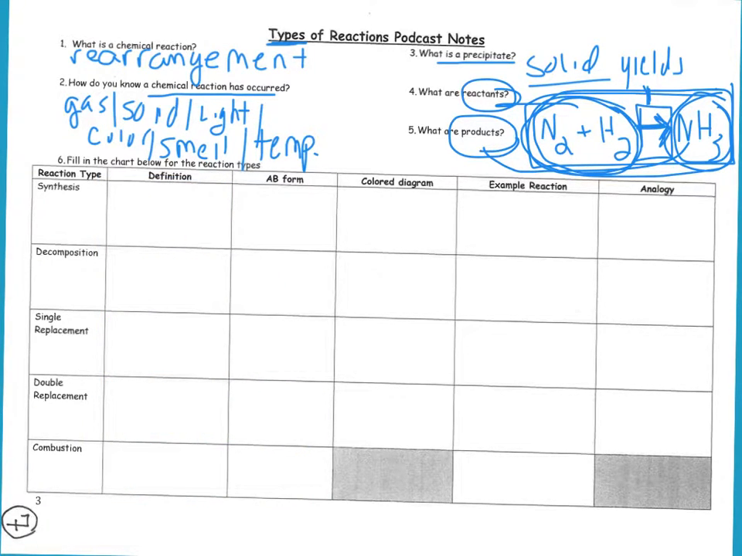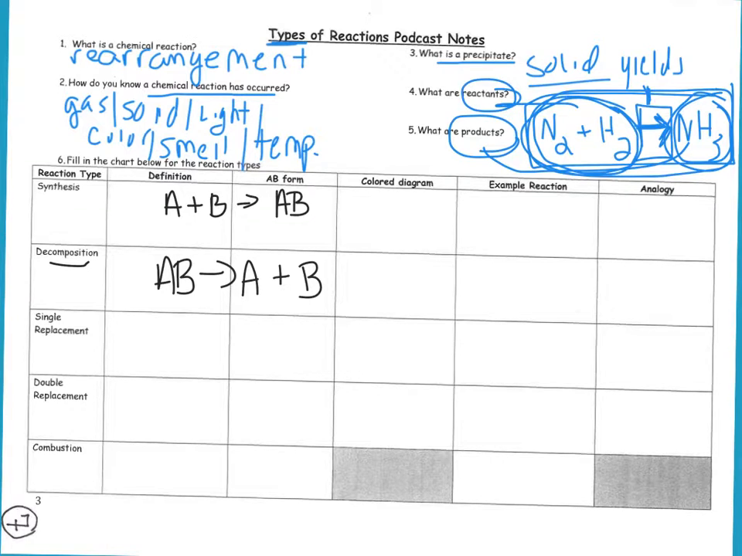An AB form is just a general form or an outline form of how the reaction occurs. So a synthesis, which is the formation of one thing, I have some compound or element A and compound B, and they're going to react to form AB, a single compound. In decomposition, we see quite the opposite. We see one species that decomposes into A plus B.